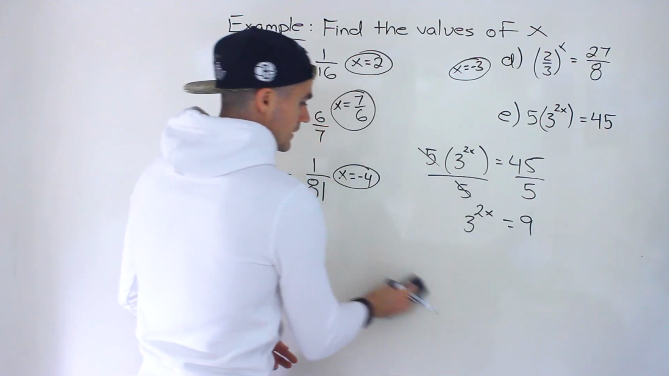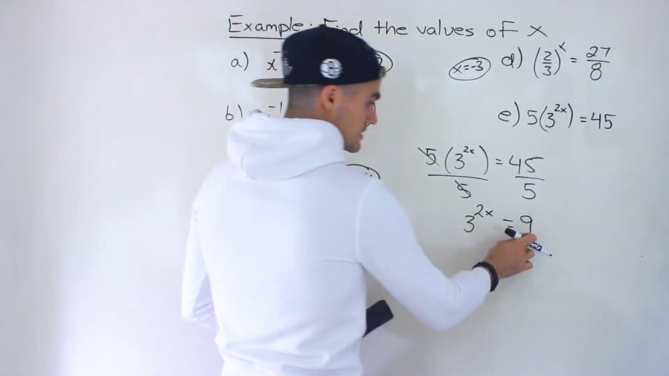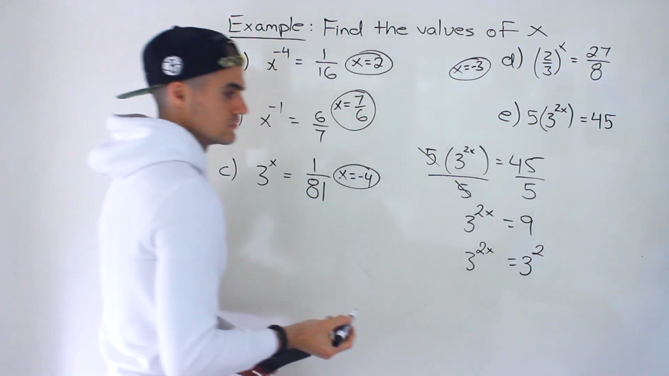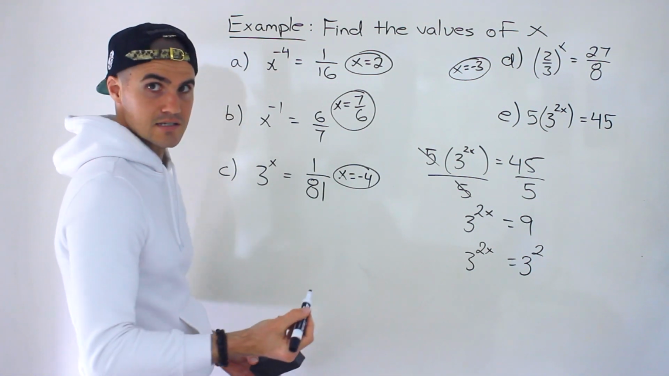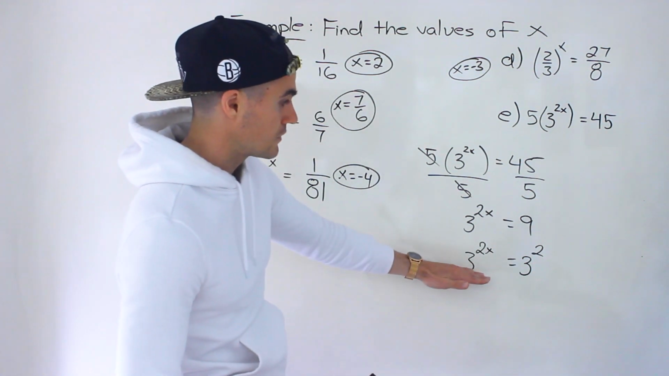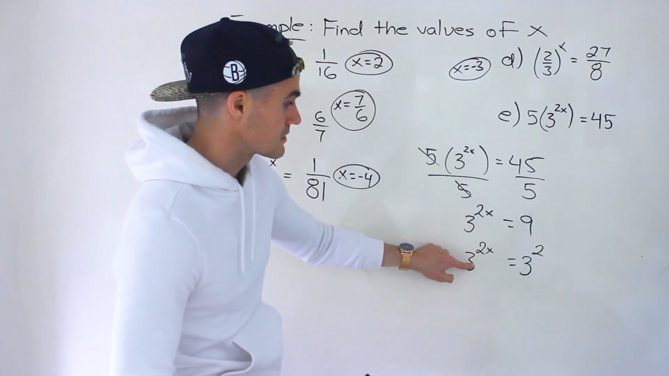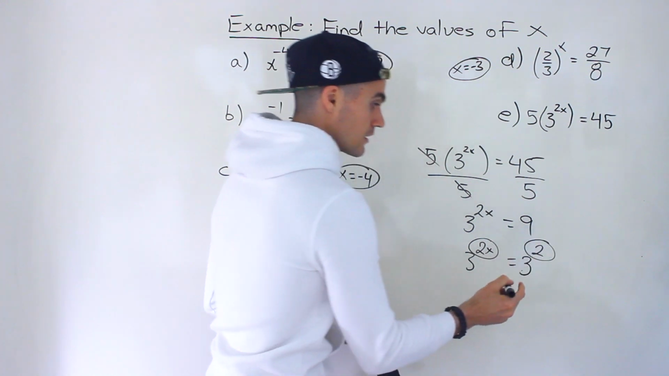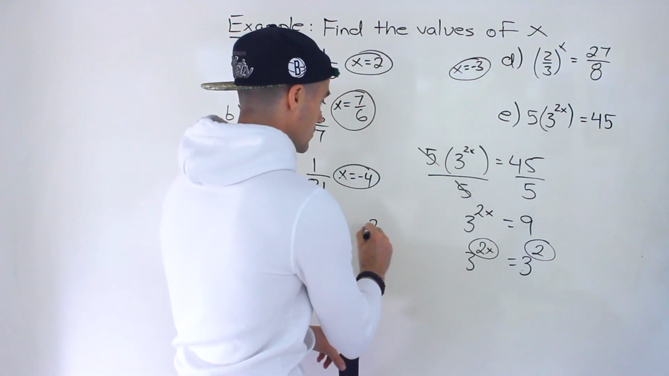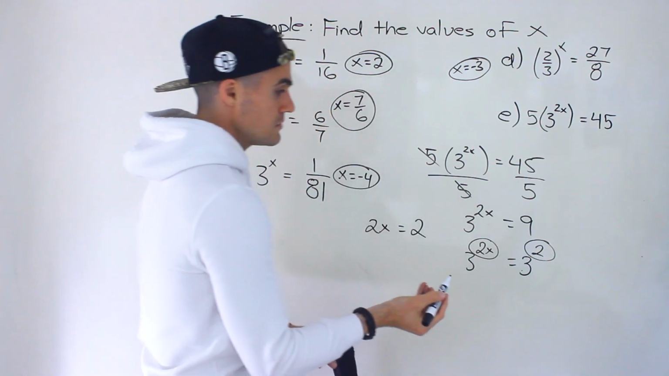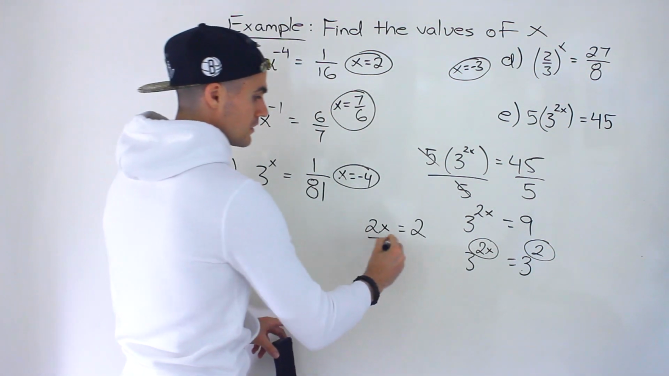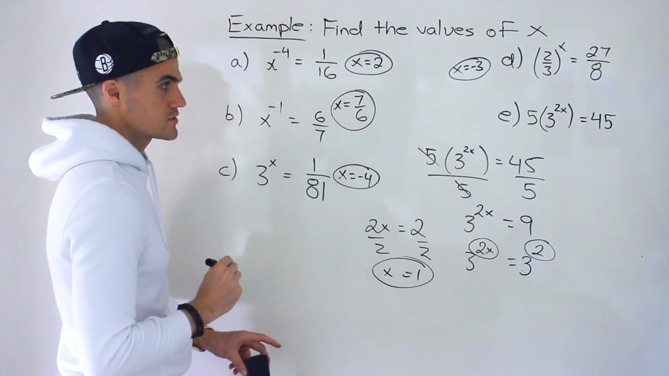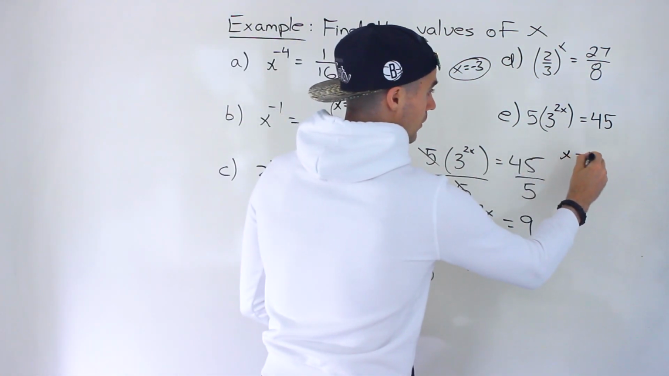But the 9, in this case, you can rewrite this as what? 3 to the power of 2. 9 is the same as 3 to the power 2. And notice we have it in this format now. We could drop the bases because we have 3 to the power of something equals 3 to the power of something, which means that both of those exponents have to be the same. And then from here, just divide both sides by 2, so x is just equal to 1. So that ends up being the answer to part E.